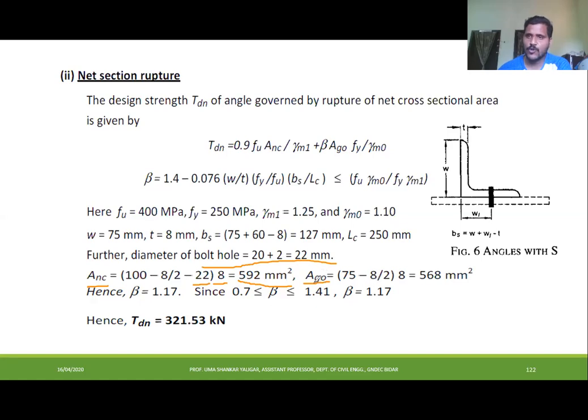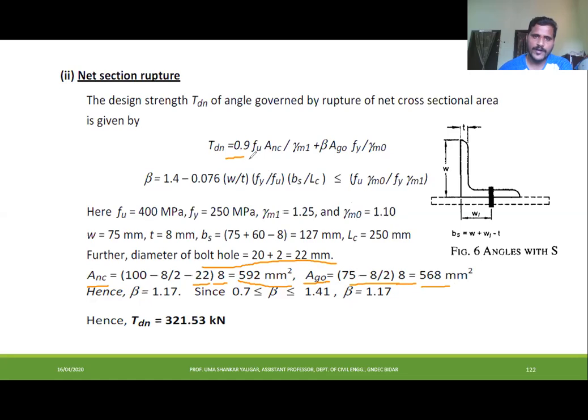Gross area means there are no bolt holes. There we don't want to deduct any bolt. That is, gross area means 75, we want up to the center, so minus 8 by 2, and multiplied by thickness, we will get 568 mm square.